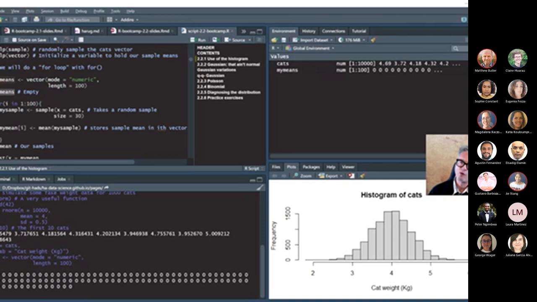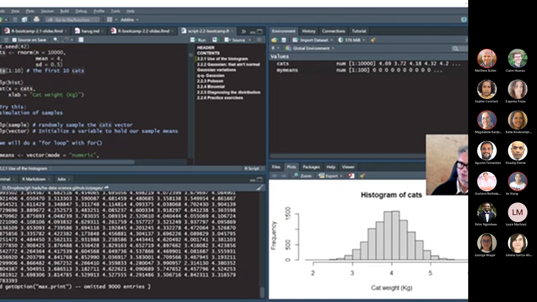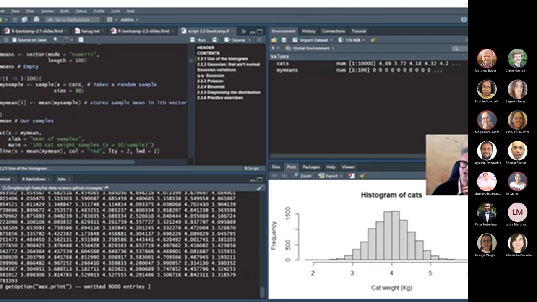And here I've used a for loop. In my means vector, the empty one I just created, for 100 loops, it will run this code 100 times. What I'm going to do is sample my cat's data that I simulated up above. We can just print all that out as well. 1,000 values, so it's actually quite big.